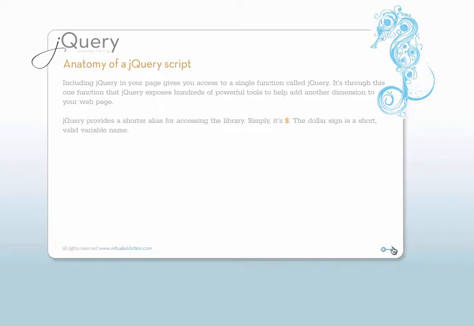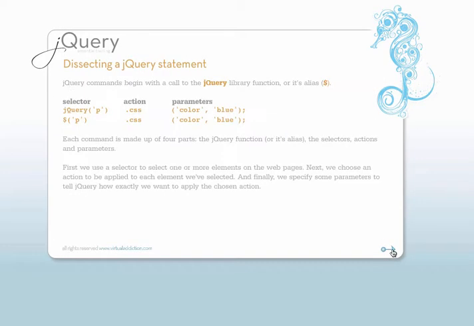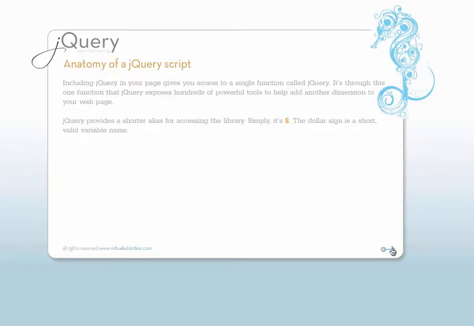But if we're going to use a lot of jQuery, which we are, it'll quickly become annoying to have to type the full jQuery function name for every single command that we use. To combat this issue, jQuery provides a shorter alias for accessing the library. And simply put, that's just the $ sign. The $ sign is a short, valid JavaScript variable name. And since we are going to often be accessing the jQuery library, using the alias is going to make our code much more readable and maintainable.